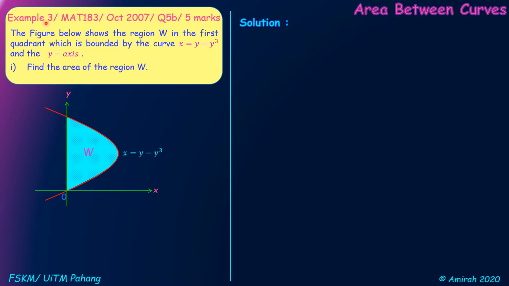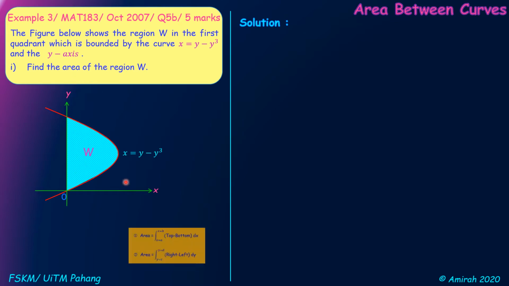Now we look at example 3 from previous semester papers. The figure below shows the region W in the first quadrant, which is bounded by the curve x equals y minus y cubed here and the y-axis here. Find the area of the region W here.